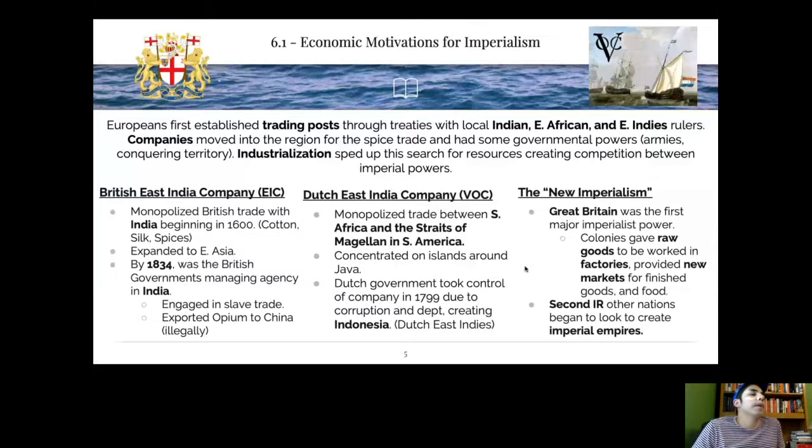Economic motivations for imperialism, I think these are really the big factors. One of the things that I will say is the rise of joint stock companies, like the British East India Company, the Dutch East India Company. It's just super fascinating during this period. You should view these companies as kind of like Google with private armies.